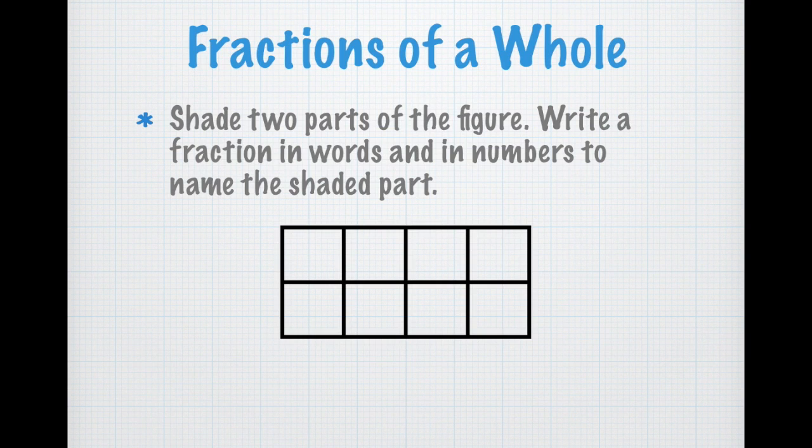Let's try another one. Shade 2 parts of the figure. Write a fraction in words and in numbers to name the shaded part. So I see that it tells me to shade 2 parts. So I want to shade in 2 parts. And I know that my numerator is going to be the number of parts shaded, so my numerator will be 2. And my denominator is the total number of parts in the shape. So I want to count up all of the equal parts, including the ones I shaded. And I see that there's 8 equal parts.